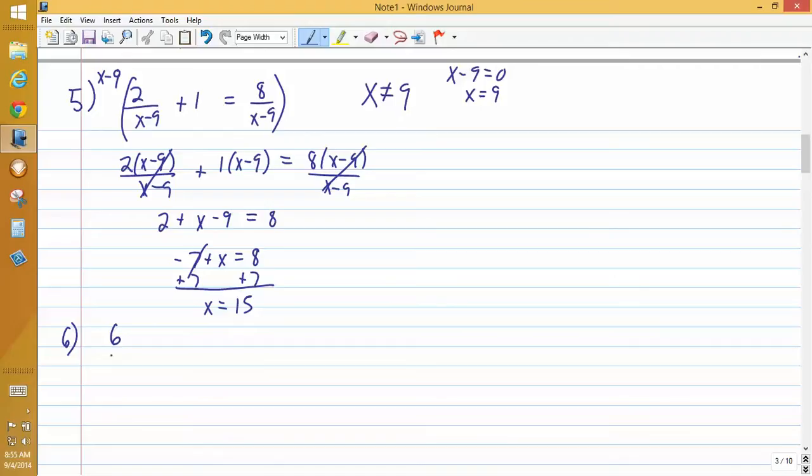Number 6. 6 over x equals 5 over 2x plus 14.